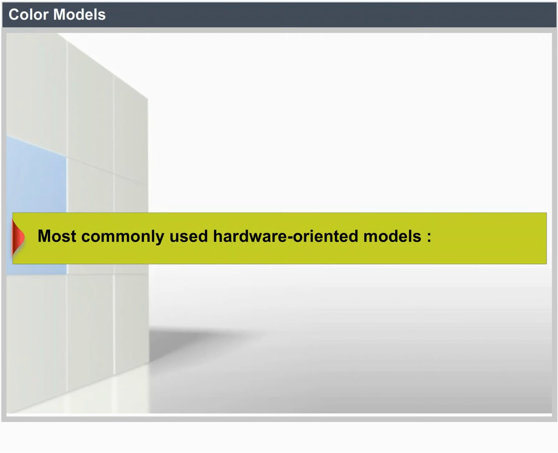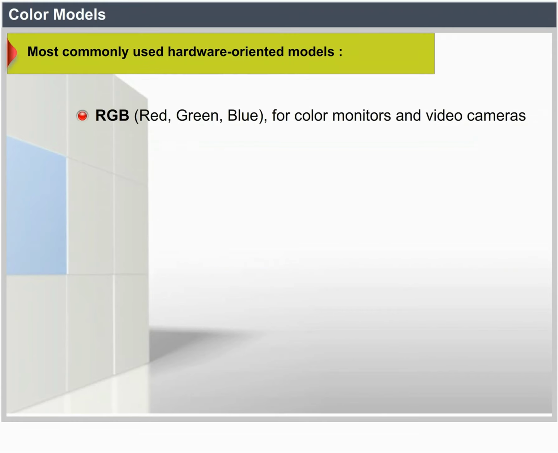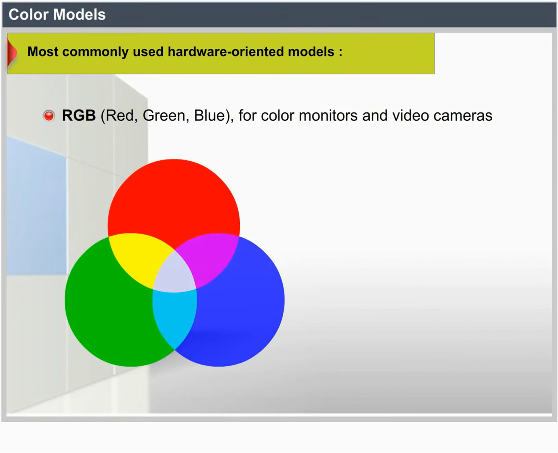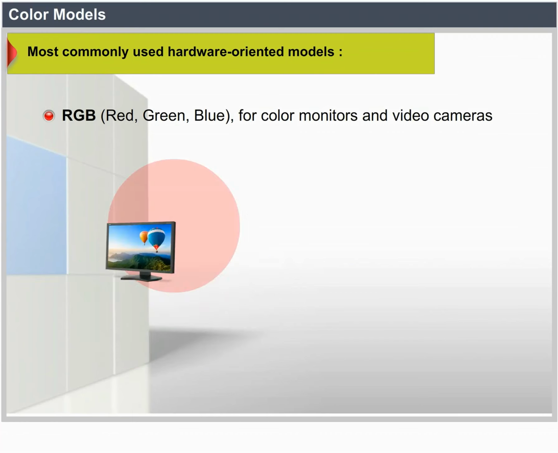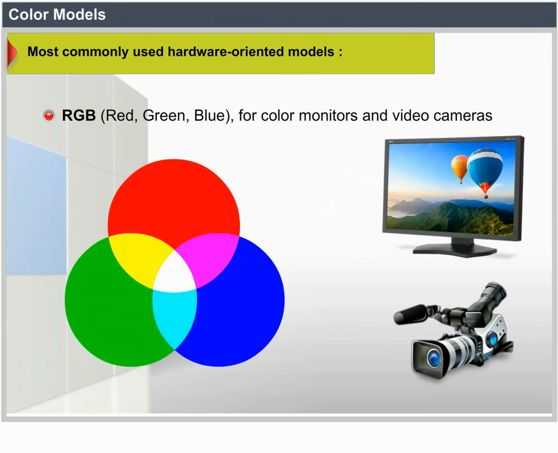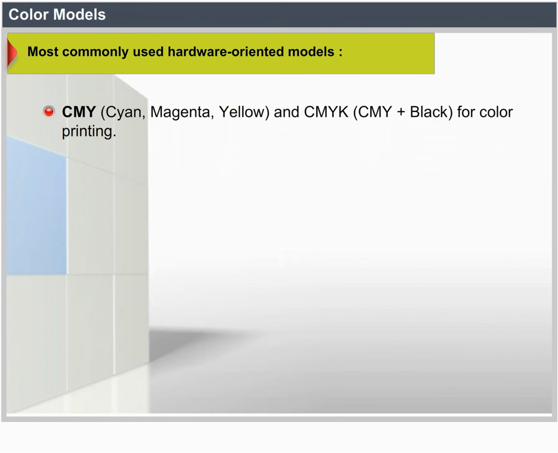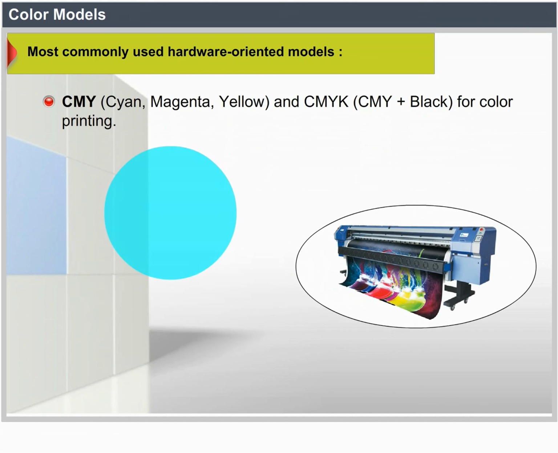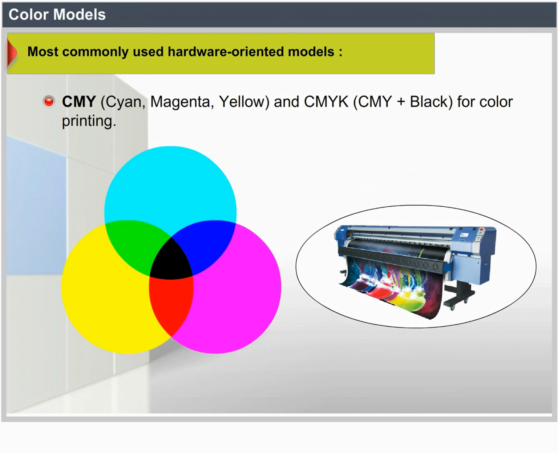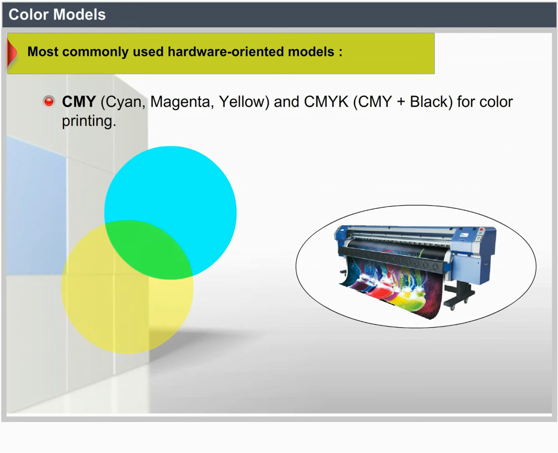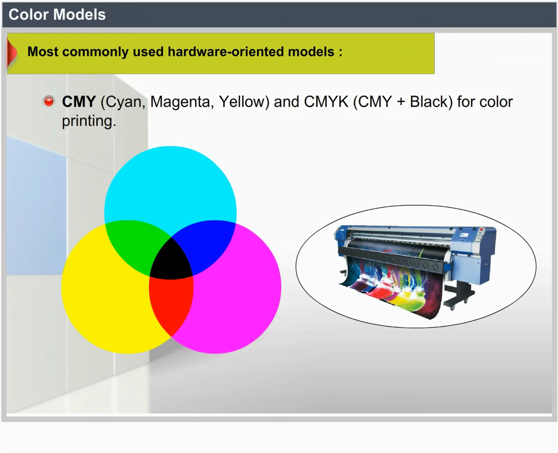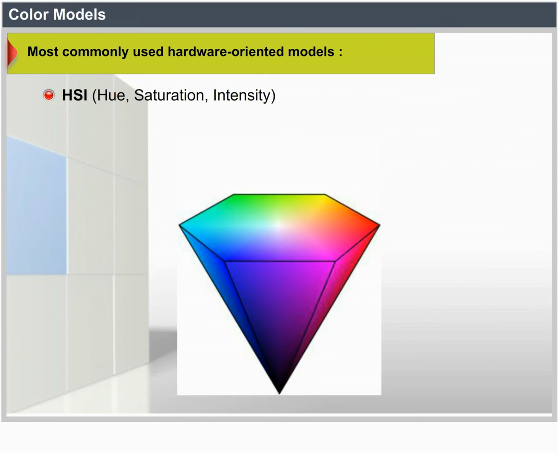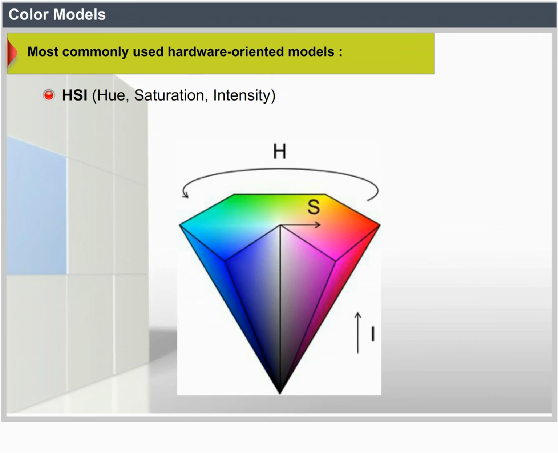Most commonly used hardware-oriented models: RGB, red, green, blue, for color monitors and video cameras. CMY, cyan, magenta, yellow, and CMYK, CMY plus black, for color printing. HSI, hue, saturation, intensity.